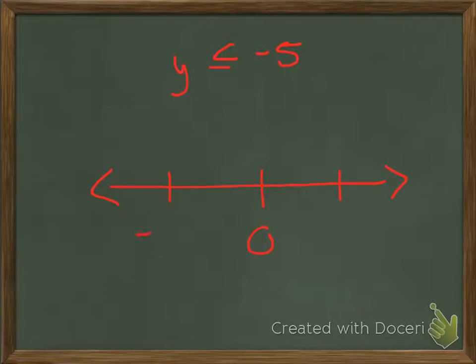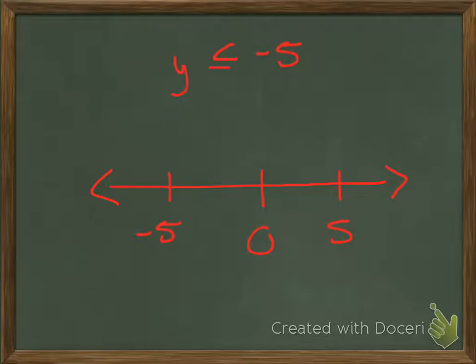Alright, let's take a look at another example. In this one I'm going to do y is less than or equal to negative 5. First thing I want to do is draw out my number line, and I want to give it 3 marks. Then I always want to locate 0 in the middle. This just helps to give me a guideline so I have a better understanding of what numbers are going to be a part of the solution. And then I'm going to use negative 5, and I'm going to use positive 5.